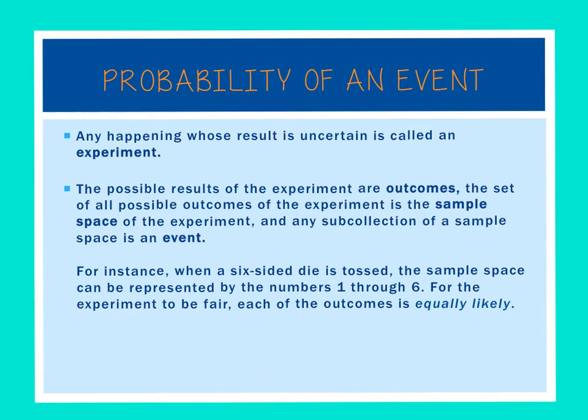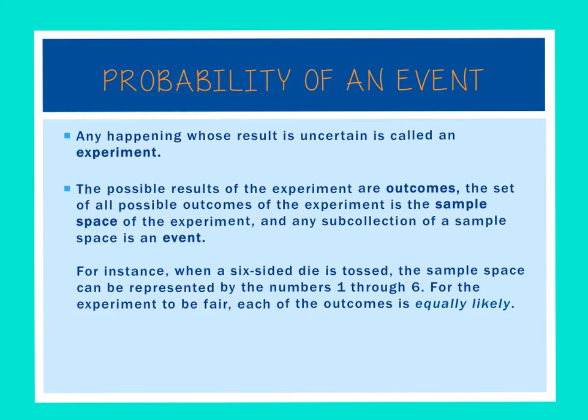So the actual experiment could be rolling a die or flipping a coin. The outcomes are heads or tails. The sample space, if I'm going to do it twice, would be a heads and a heads, a heads and a tails, a tails and a heads, and a tails and a tails. That would be the sample space. And then any sub-collection of a sample space is an event. So if you just wanted to talk about the first flip, something like that.